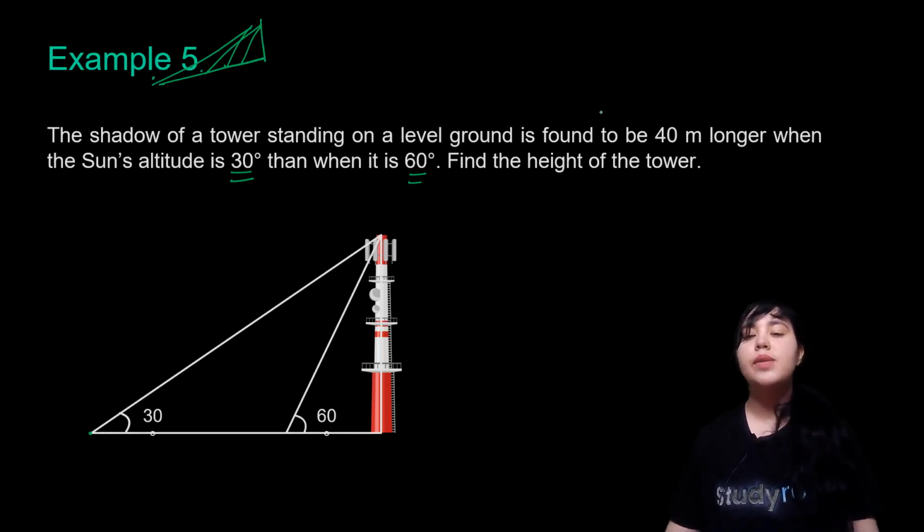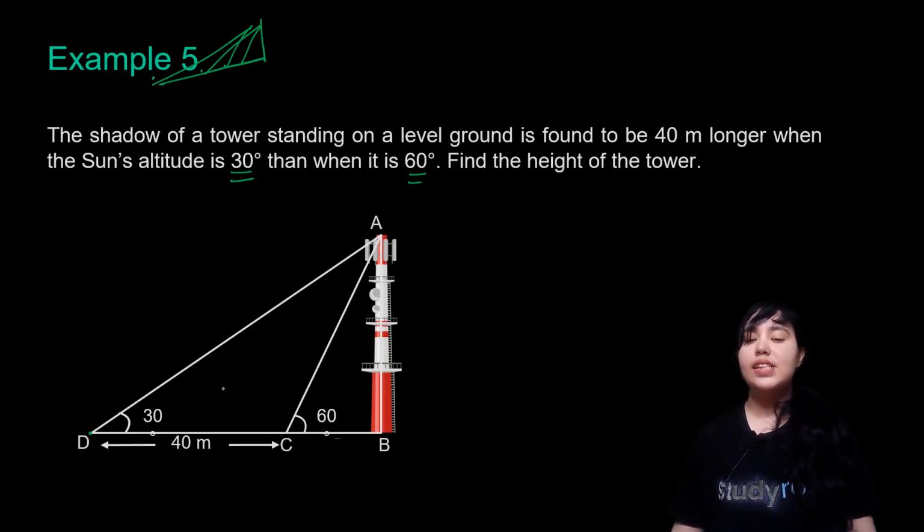two different angles. But what have we noticed, that the shadow with 30 degree is 40 meters longer than when it is 60 degree. This means that this shadow is 40 meters longer than this shadow. We have this shadow and we have this entire shadow. The difference between the two shadows is 40 meters. Find the height of this tower.